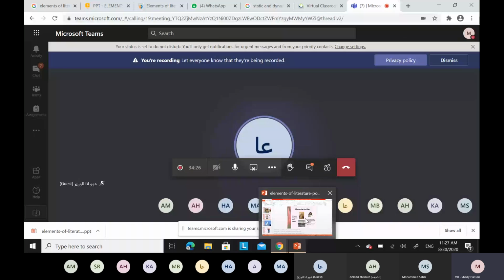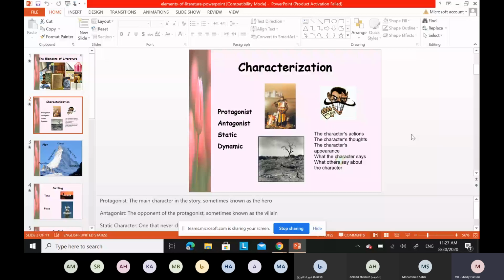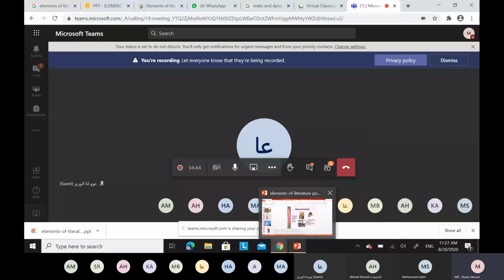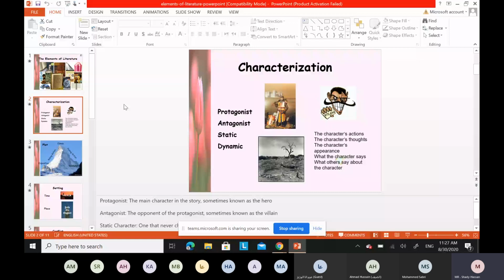The characters are going to be the protagonists, the antagonists, static characters, and dynamic characters. And I'm going to tell you a hint about each of these: protagonist, antagonist, static, dynamic. The protagonists are the heroes. They are static characters. They don't change over the course of the story. They have the same point of view.